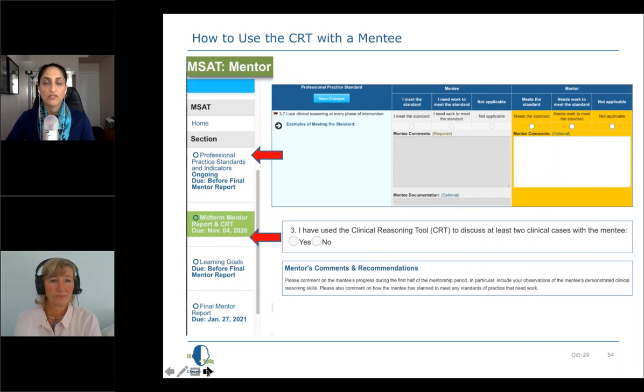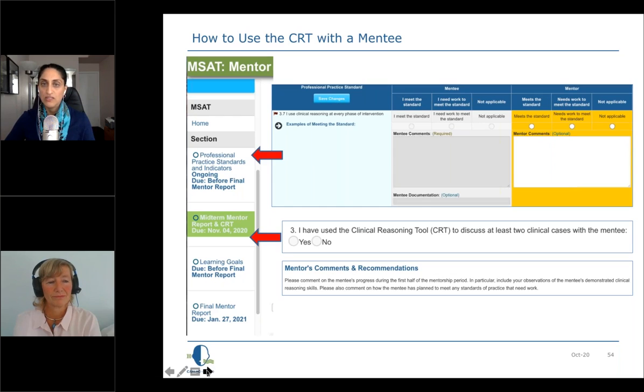So here are some screenshots from the MSAT. In the professional practice standards section, you'll see that indicator on clinical reasoning, which is a red flag indicator, 3.7. And in the mentors column in yellow, that is where you will indicate, does the mentee meet the standard or need work to meet the standard, based on their evidence, based on your discussions, your clinical reasoning tool discussions. It does say not applicable, however, that selection wouldn't be one that you would make for this particular indicator on clinical reasoning.